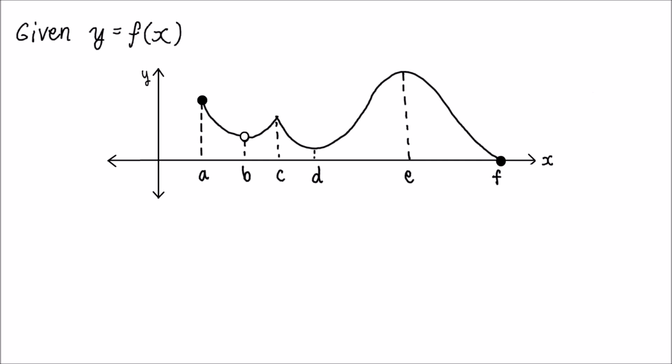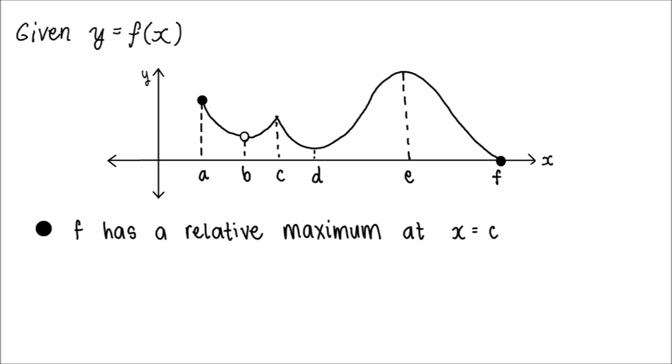Before we go to our lesson, let's consider first this graph of the function y is equal to f of x. From calculus of single variable, we observe that the function has a relative maximum at x is equal to c, meaning there is a region in the graph such that f of c is the highest value of f. Similarly, f also has a relative maximum at x is equal to e.